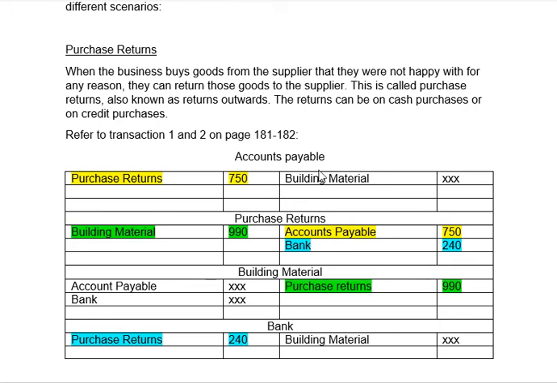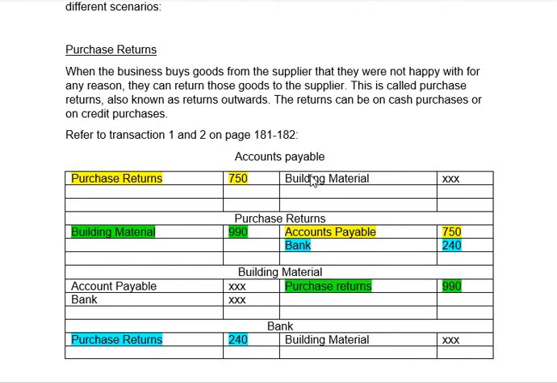When this material was purchased, remember, accounts payable is a liability account, so it's a minus and a plus. Debit side is a minus, credit side is a plus. So when I bought this on credit, my debt went up. I now owe this money to the supplier for the building material that I purchased.